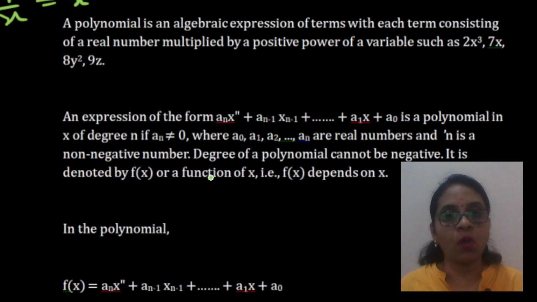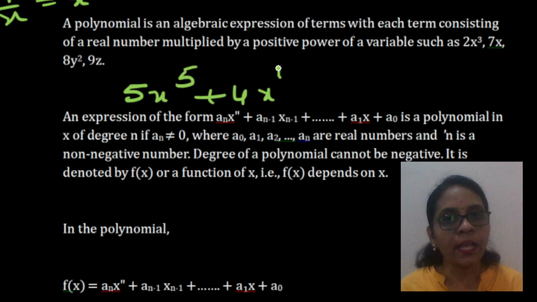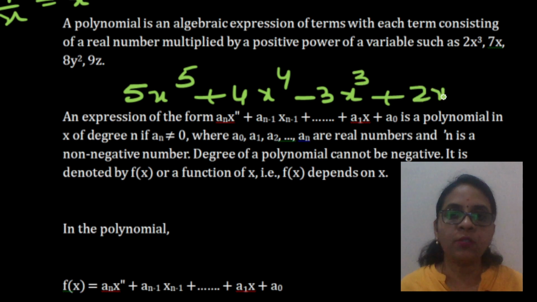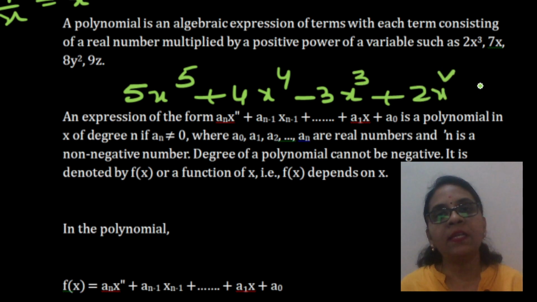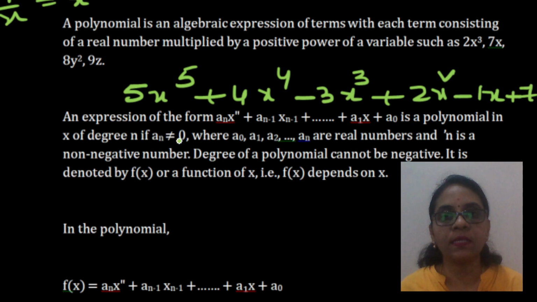Now, let me write one example: 5x^5 + 4x^4 - 3x^3 + 2x^2 - 1x + 7. How many terms does it have? 1, 2, 3, 4, 5, 6 terms. It is not a "sixonomial" or anything, children, it is a polynomial.